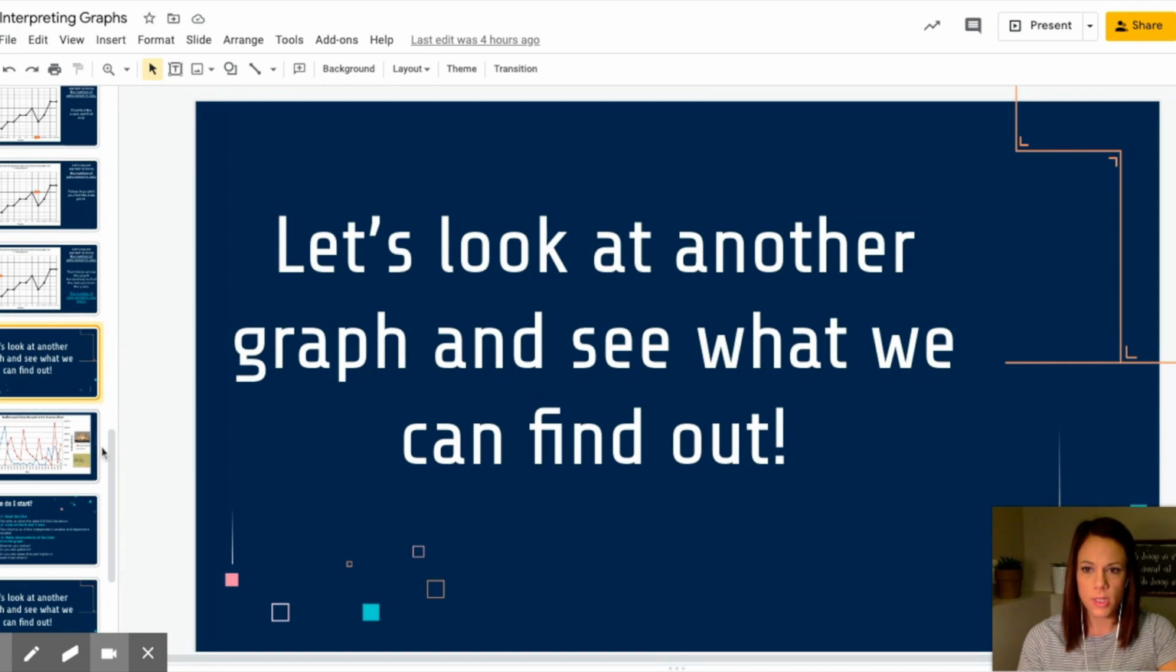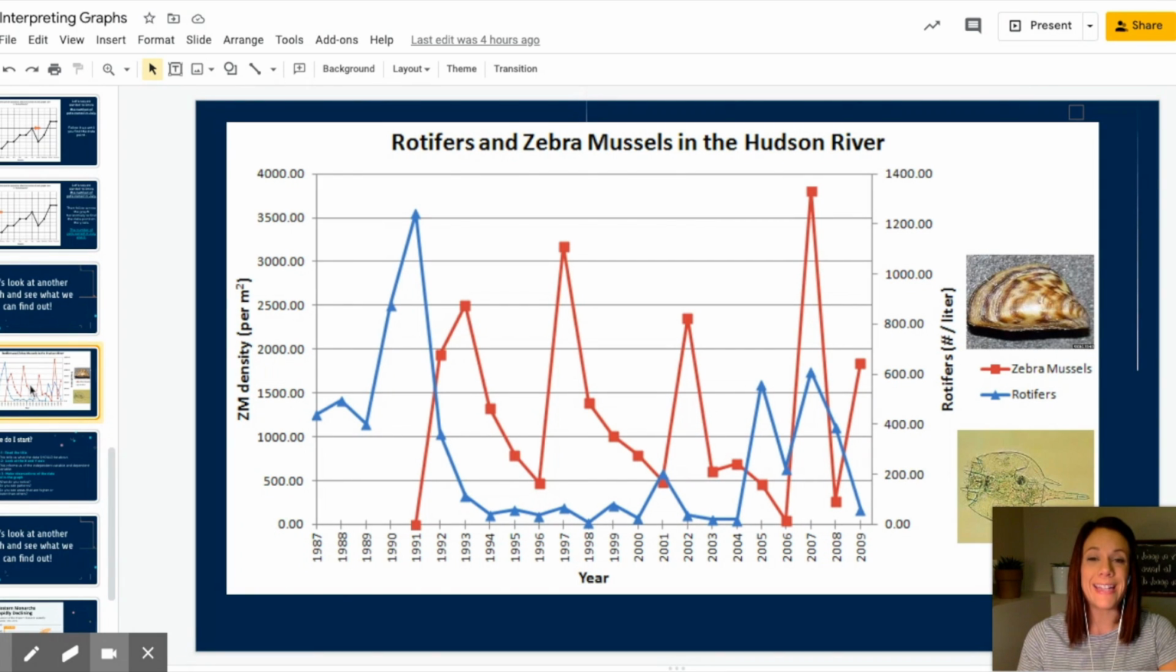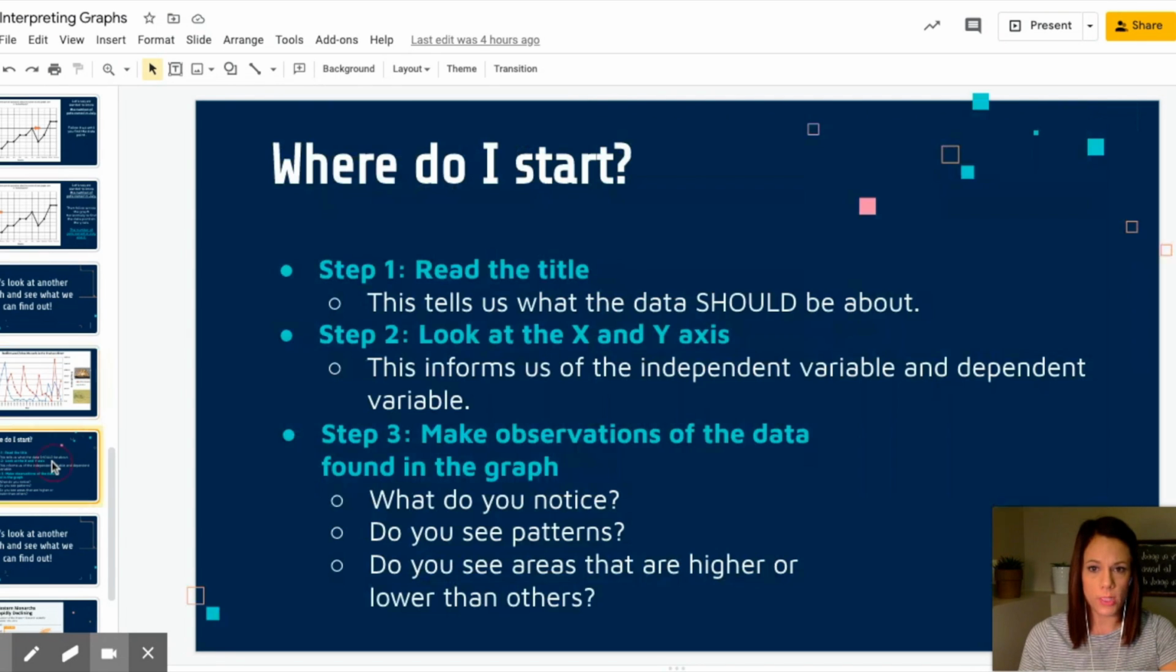Here we go. This graph is a little bit more complicated. This is called a double line graph. So we've got a blue line and a red line. Something big is going on here. Once again, and we'll get back to this graph, we've got to read the title and figure out what's going on in the graph, what question was being investigated. We're going to look at the labels, the X and Y. They're going to tell us some information, and we're going to start making some observations for patterns and trends.